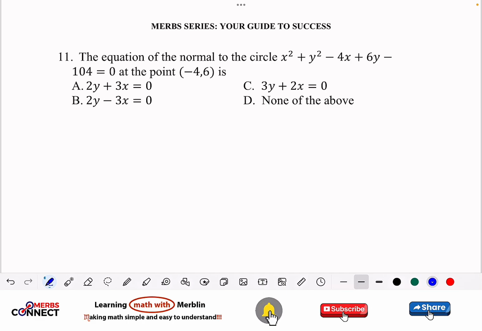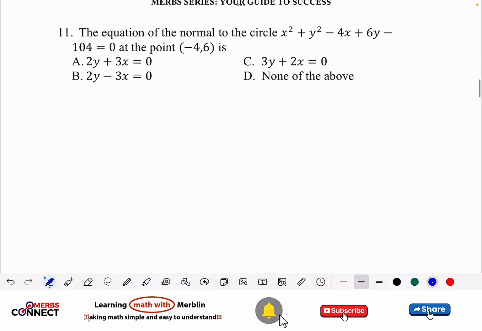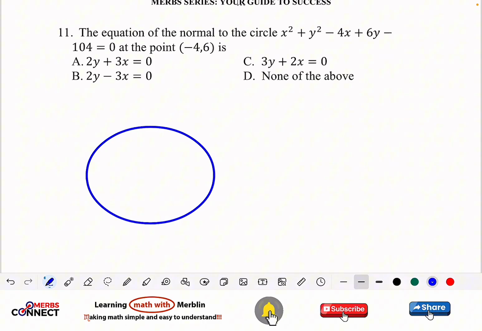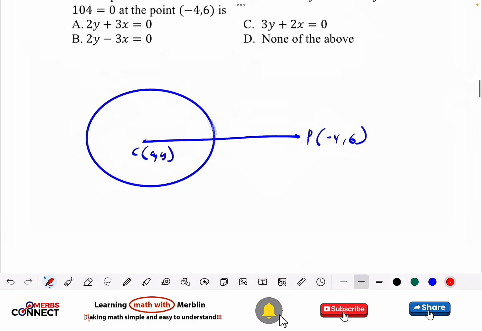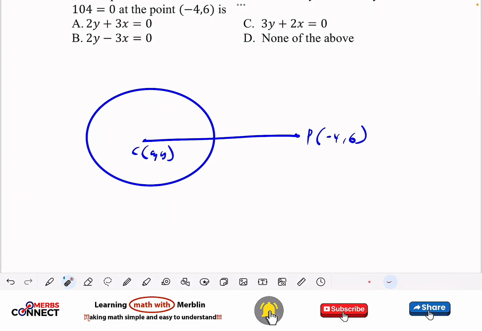So the equation of the normal to this at that point. So we want to find the equation of the normal, right? So equation of the normal, this is the circle. Let's assume that we have a center somewhere here, AB. We have the point somewhere here, minus 4 and 6. Then we are looking at this. And remember, this is equation of the normal. So you see that this is in line, right?